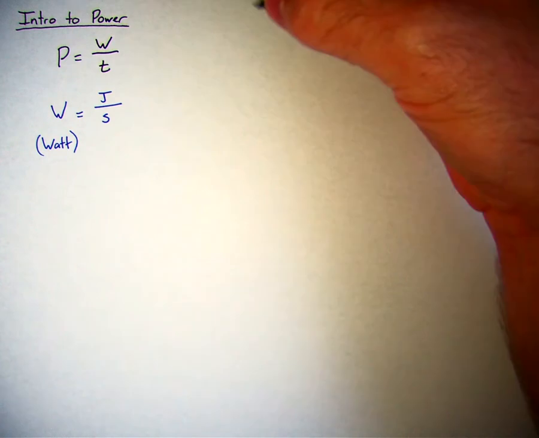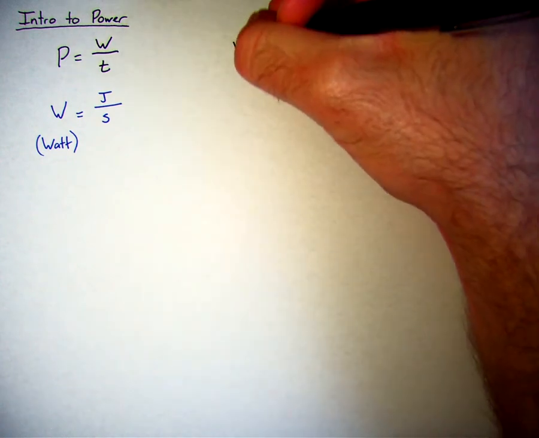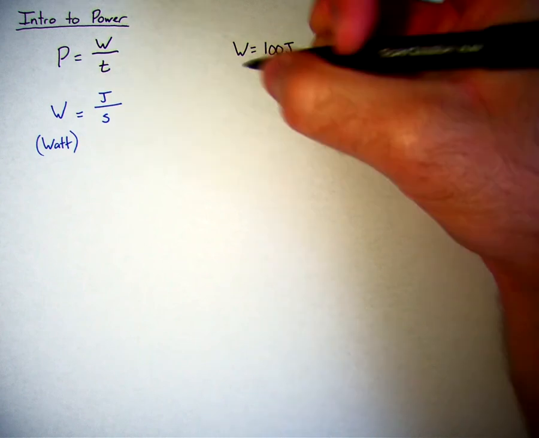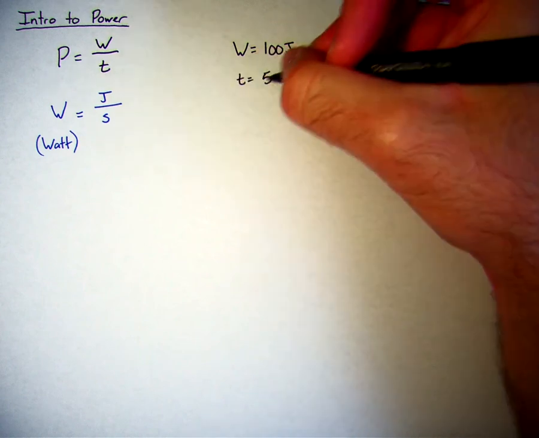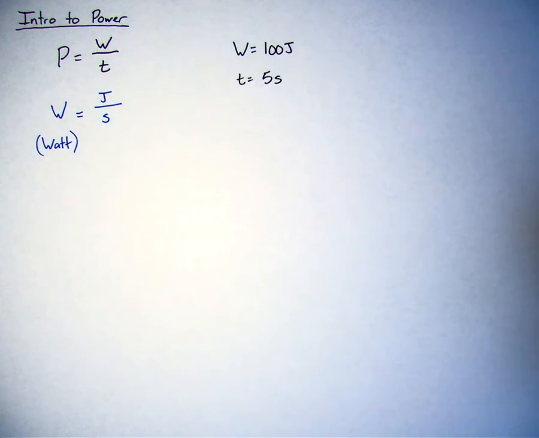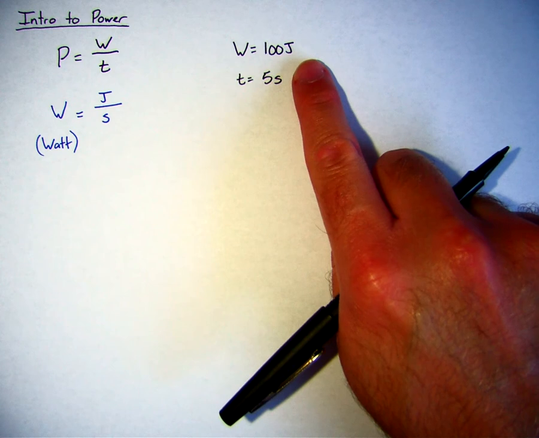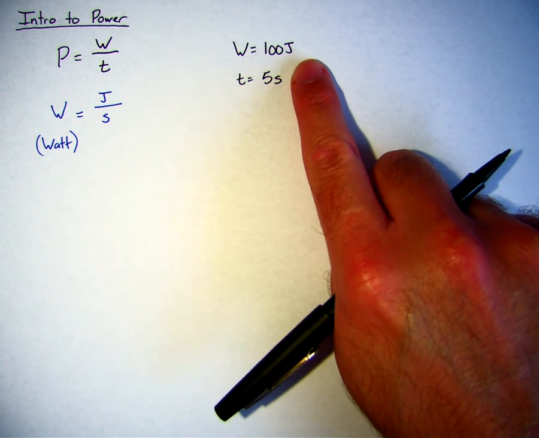Let's just say we have work that's done. Let's say the amount of work is 100 joules, and let's just say that it takes 5 seconds in order to transfer this 100 joules. Since it's a positive work value, we're going to assume that the energy is being added to the system.